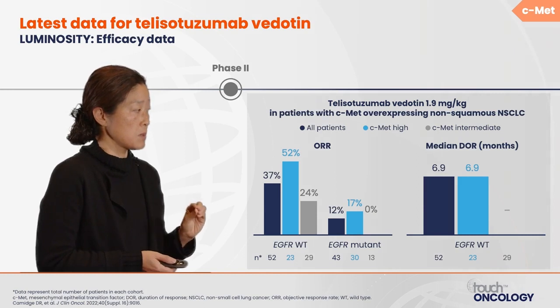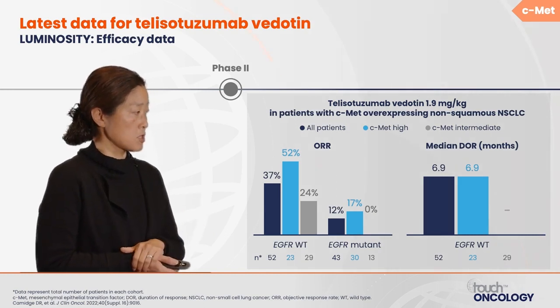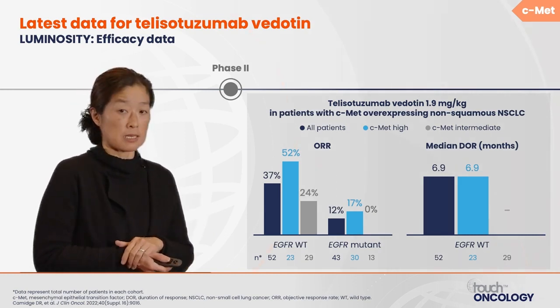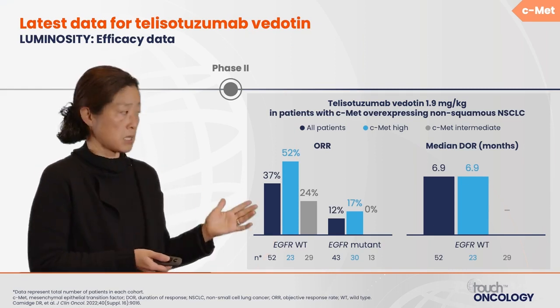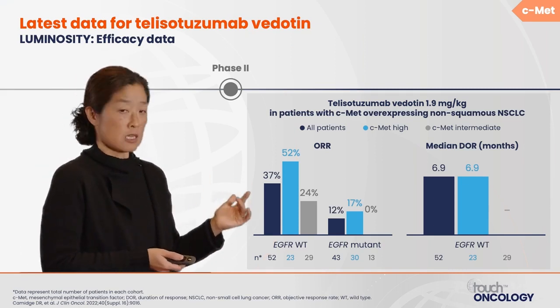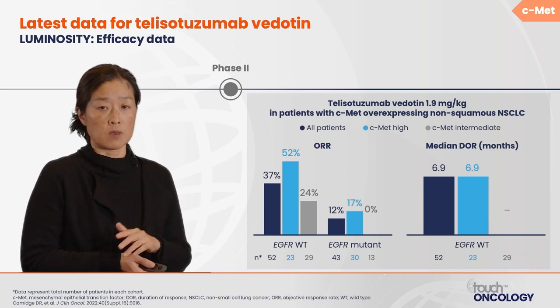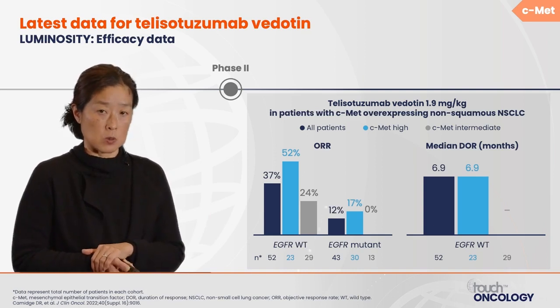Among those with medium intermediate expression, the response rate was 24%. We have seen in a press release updated results on these data that adjust these numbers somewhat, and we're looking forward to seeing the full data set soon.